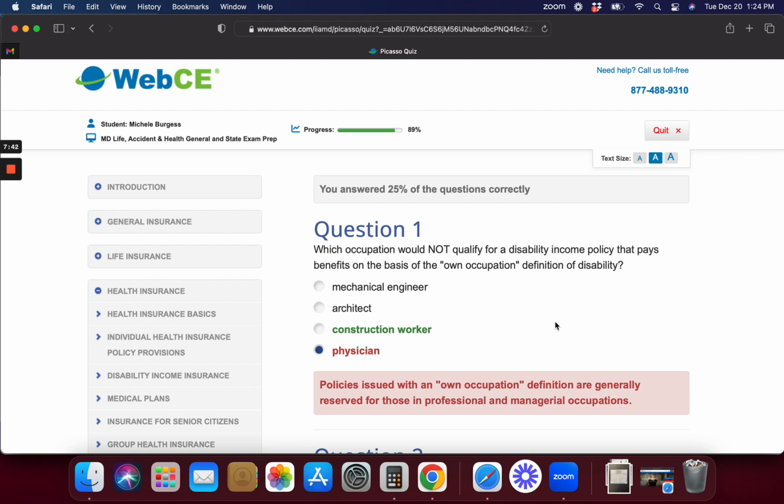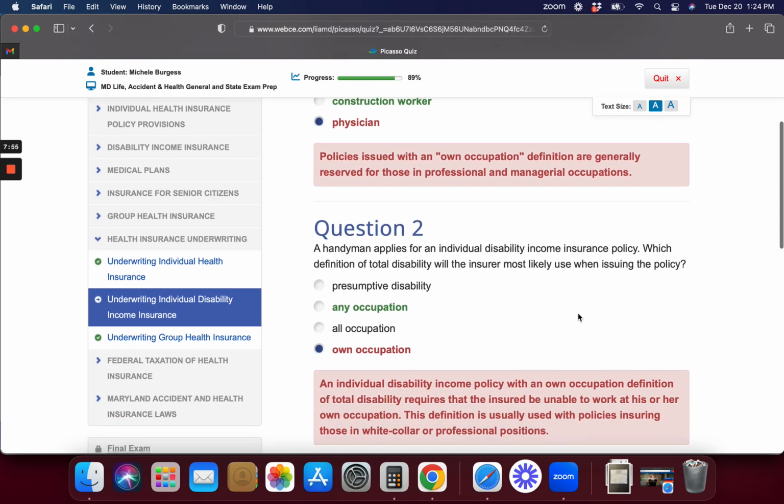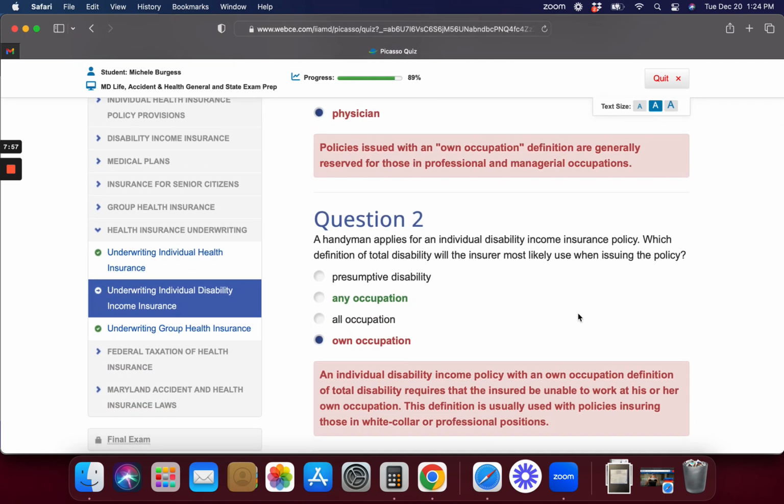I only got one of these right. That's why I was saying maybe we should do these live, that way y'all can help me get these right. All right, construction workers would not qualify for disability income policy. And a handyman applies for individual disability income insurance policy. They will most likely use any occupation.